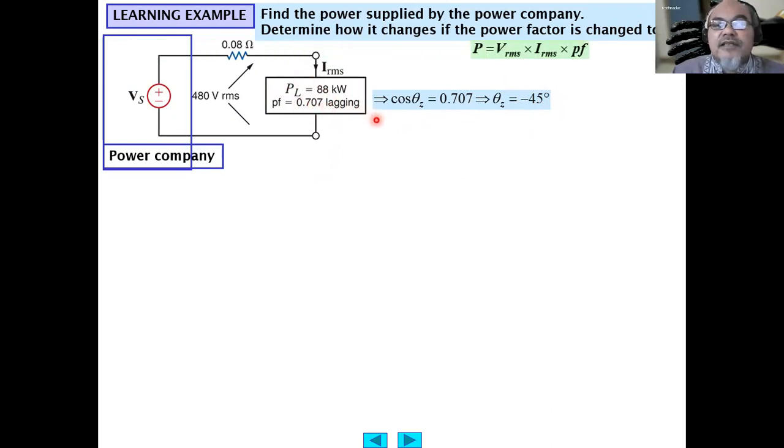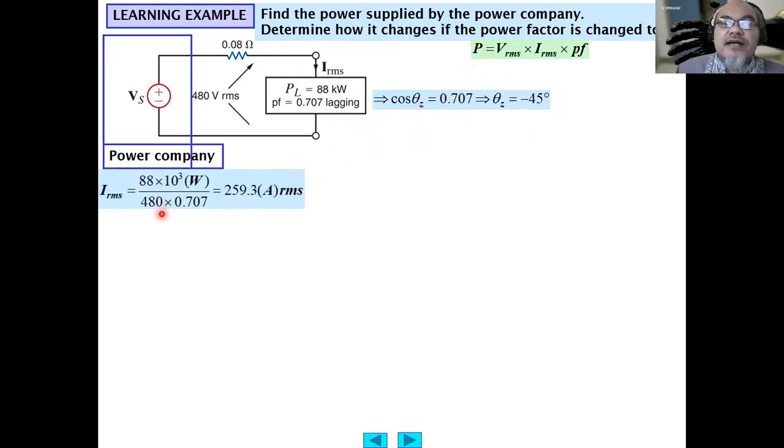The power of the load is 88 kilowatt, and this power equals Vrms times IRMS times the power factor. So the IRMS will be equal to 88 times 10 to the power of 3. Be careful with the unit here, since it is kilo. We multiply by 10 to the power of 3, divided by 480 volt RMS, divided by the power factor to obtain the current RMS. From here we obtain 259.3 ampere RMS.